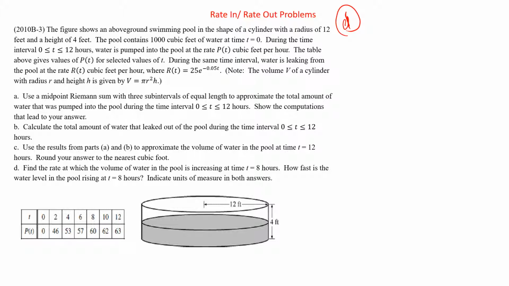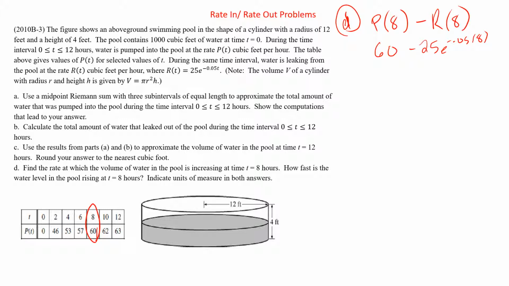So find the rate at which the volume of the water in the pool is increasing. The rate it's increasing, we can add and subtract rates. We have the amount of water going into the pool. The rate the water is going into the pool at 8 hours is going to be P of 8 minus the rate that it's leaking, R of 8. P of 8 is from the table. That's just going to be 60 minus R of 8, which is 25e to the negative 0.05 times 8, which again is going to be a calculator issue.